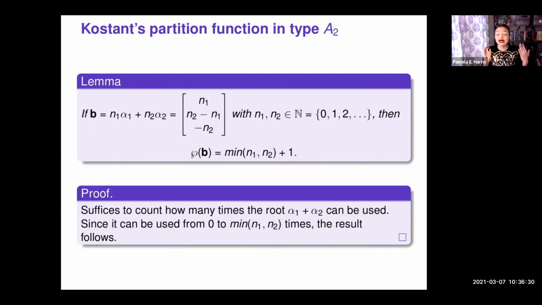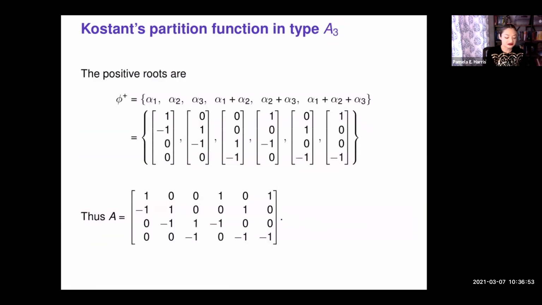So look at that. We have a complete characterization of the partition function in type A2. Not too bad, right? We could have done enough examples to get a gut sense of what the formula might be. So then the next thing you might do is say, okay, great, let's continue forward. Instead of A2, let's make A3. In that case, you have alpha 1, alpha 2, alpha 3, the sum alpha 1 plus alpha 2, and then the sum alpha 1 plus alpha 2 plus alpha 3. So there's my positive roots.